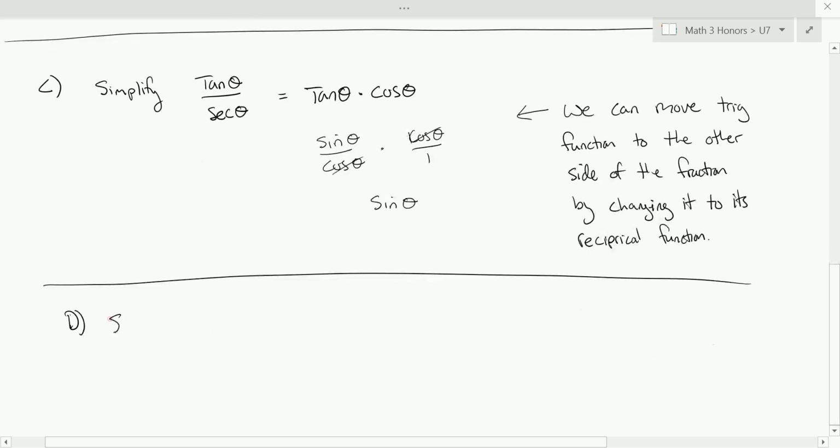Okay, simplify. Sine of theta, tangent theta, cotangent theta, cosecant theta.